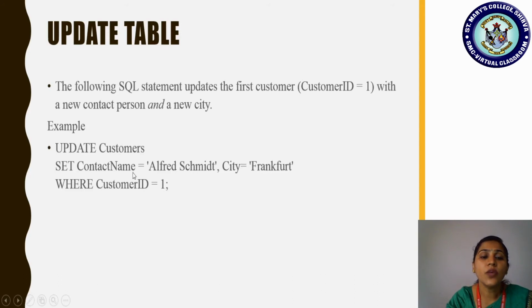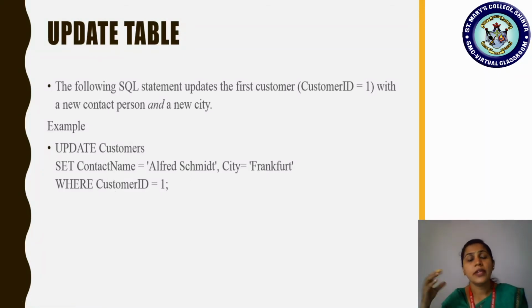After specifying the new value for the columns contact name and city, you should specify to which particular row that change should happen, right? What is a primary key? You should refer to the primary key here. So where customer ID, in the customer table, if it is equal to 1. Customer ID is a primary key, right? It is a unique key, right? Key value, key attribute.